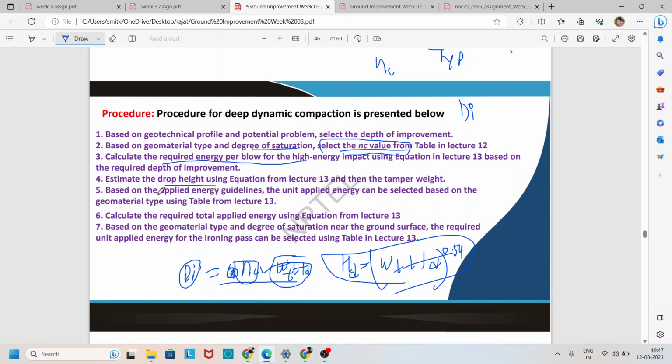So we will apply, based on the geometry, we find out what unit applied energy is required for that soil. It is found for one table we already showed in lecture 3. That is for landfill, we apply the energy from 600 to 1100. Like the unit applied energy, we can choose in between them and calculate the total applied energy by equation. One equation is given: unit applied energy is equal to the total applied energy divided by the depth of improvement.